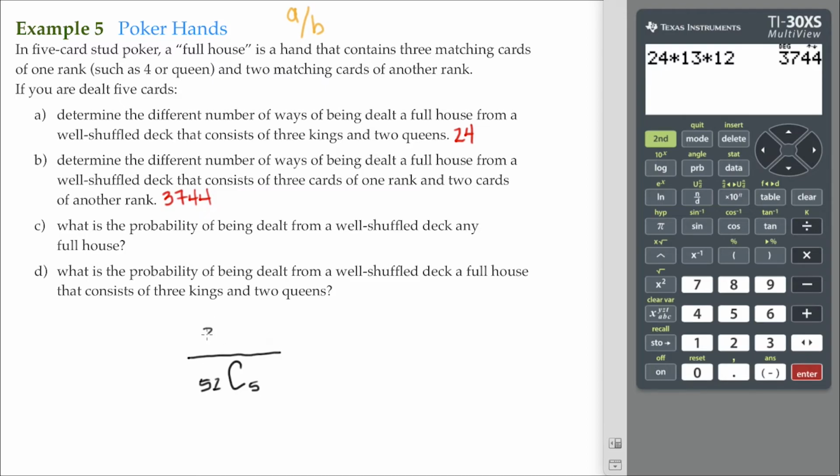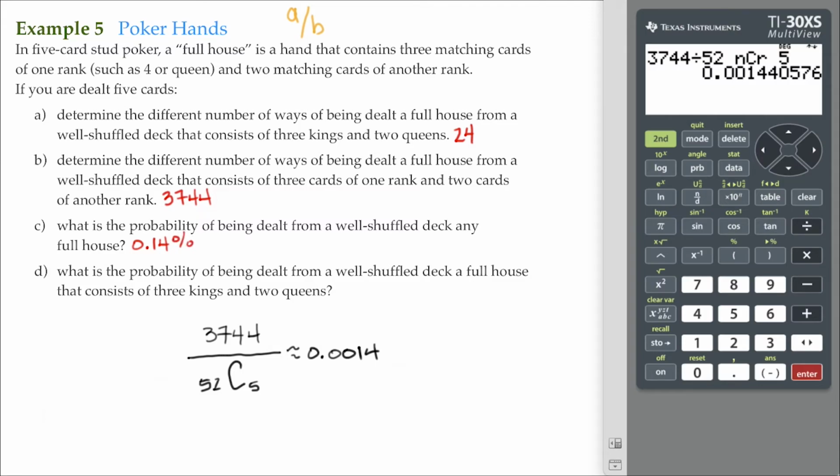What's the probability of getting this? Well, that's 3,744 out of 52 choose 5. And of course, that's exactly how I'll put it in my calculator. 3,744. Just hit divide. 52, back to my probability key. Choose 5. So that's approximately 0.0014. And of course, we recognize that as 0.14%.